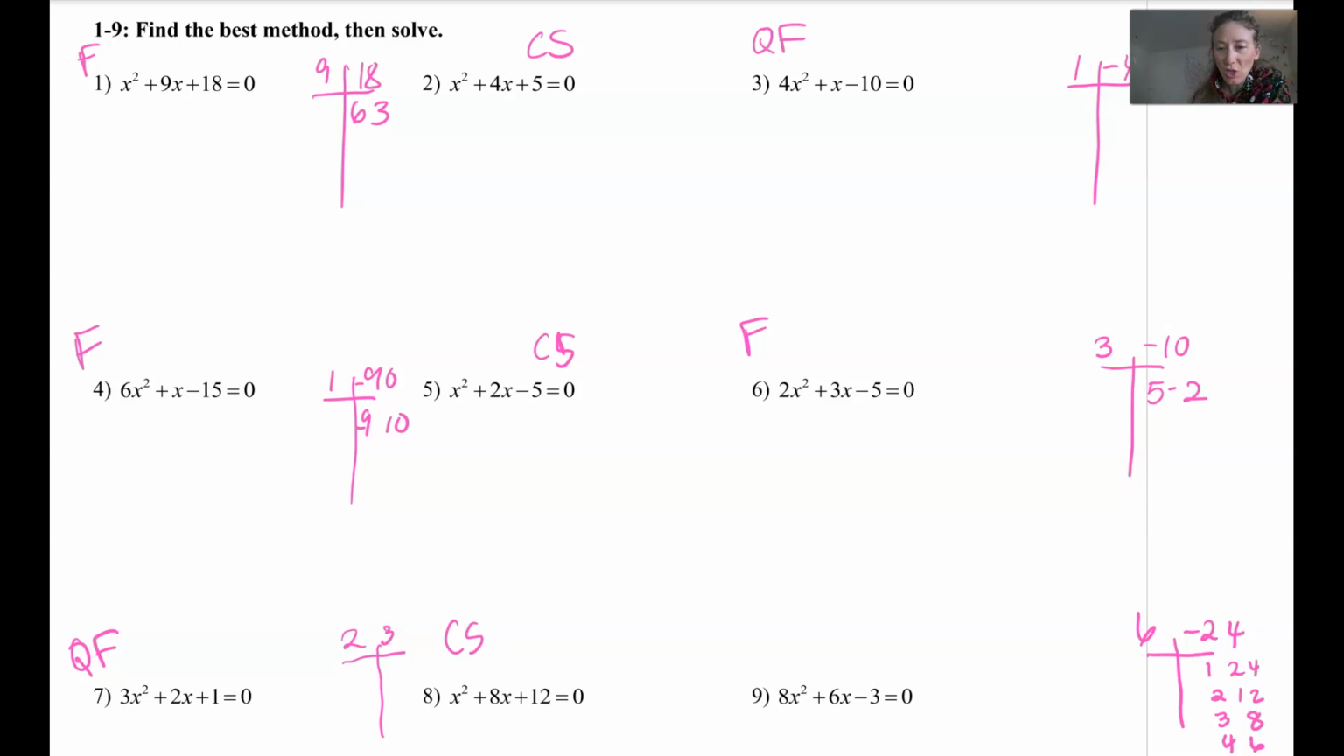Hi. So we looked over number 9 and it did not factor, even though I tested all the different factors. So we have decided that one we're going to use the quadratic formula. And then let's go ahead and do the work to find the answers for all of these.